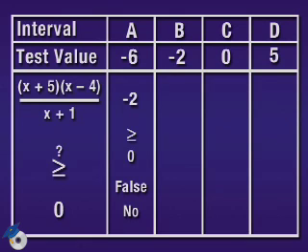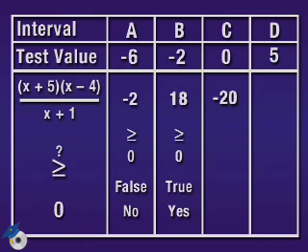When x is negative 2, we get 18 when we evaluate the expression greater than or equal to 0. 18 is, in fact, greater than or equal to 0, so that is true. So the answer to the question is yes. In interval C, if we let x equal 0, we should get negative 20 bigger than or equal to 0. Negative 20 is not greater than or equal to 0, so that is false. So the answer is no.